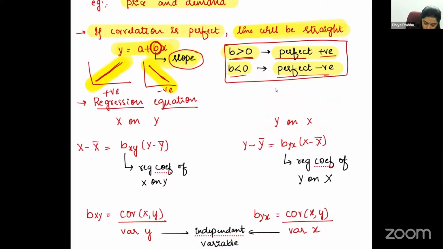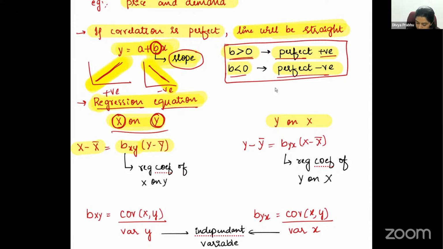Now coming to regression equation. There are two types of regression equations. First one is regression equation of x on y, and second equation is regression equation of y on x. Understand, if the regression equation is x on y, we are estimating the value of x when y is given. I repeat, regression equation x on y means we are estimating the value of x when y is given. And that is why the regression equation will be x minus x bar is equal to bxy into y minus y bar.